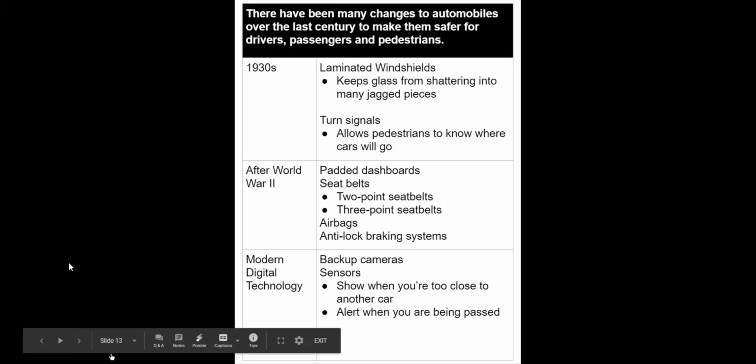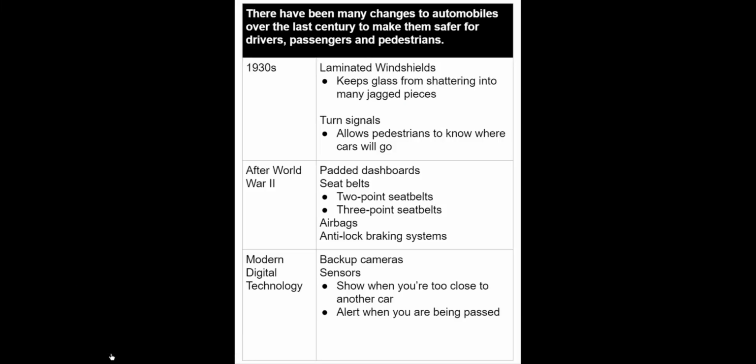Now here's my interpretation of this text. In the first box, you'll see that I've written out my sentence describing what I think their main idea was stating. There have been many changes to automobiles over the last century to make them safer for drivers, passengers, and pedestrians. The author chose to segment this passage into 3 paragraphs based on time.